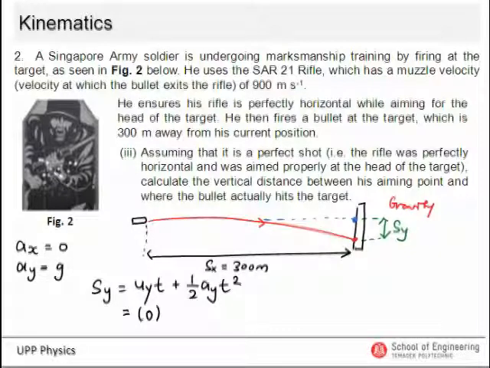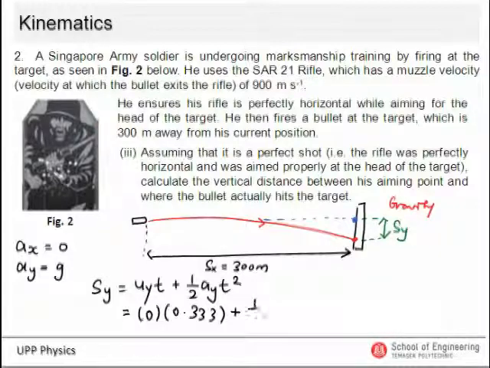Now the bullet takes 0.333 seconds to cover a horizontal distance of 300 meters as calculated in the previous part. This vertical distance that we're going to calculate also takes the same time to be covered. Hence, the time here will be 0.333 seconds. It's the same time elapsed but covering distance in two dimensions. The horizontal distance is 300 meters and the vertical distance is the one that we're going to calculate.